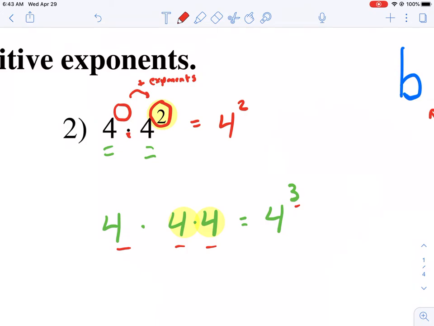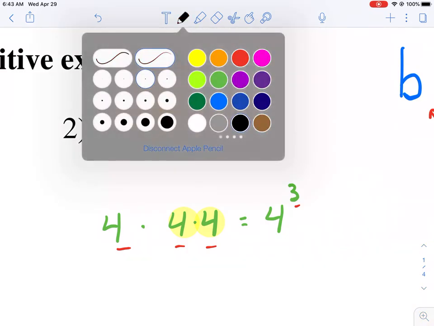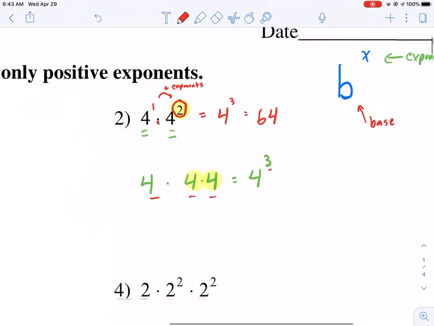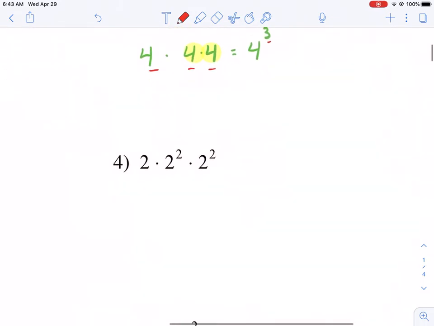So a lot of people assume that's a 0 there, and then they do 2 plus 0 equals 2. That is incorrect. If you have a 4, there is an implied 1 there. So really it's 1 plus 2, which should give you 4 to the third power. And from there you could simplify further by doing 4 times 4 times 4, which is 64. Okay? So let's move on here to the second problem.